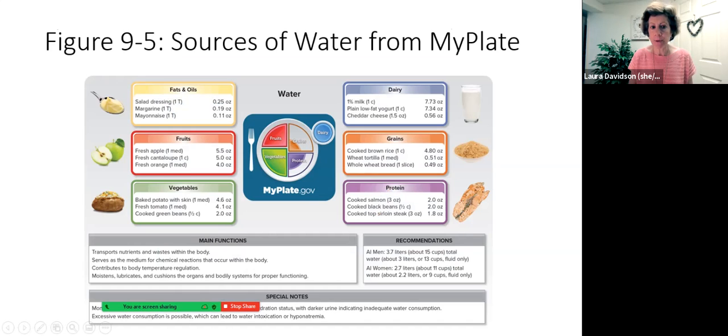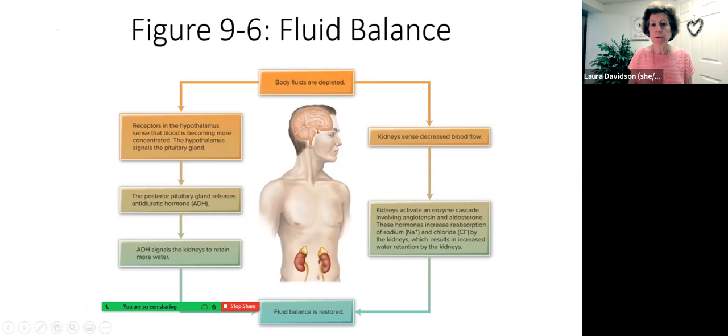Foods and fluids, but note that these foods give a bit of water. Fruits and vegetables are significant. Something like rice is significant. But again, most of your water needs come from fluids. Do look over the fluid balance and how our bodies maintain that fluid balance.